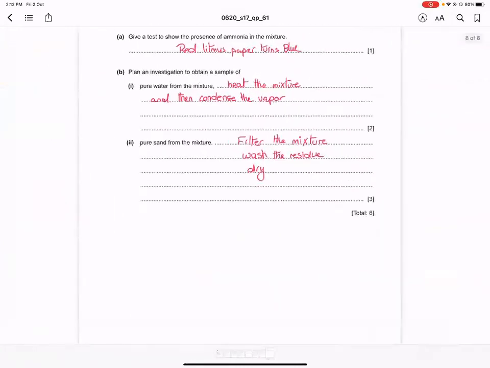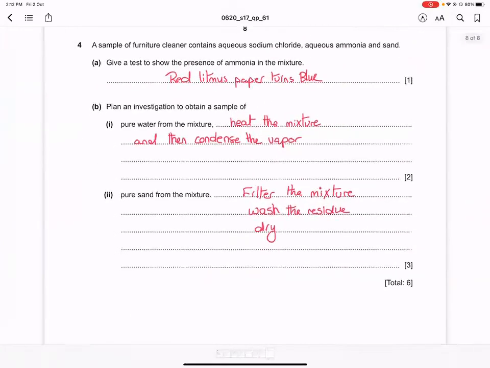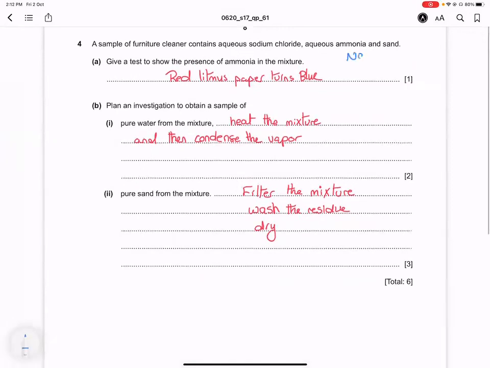Finally, the last question, question 4. A sample of furniture cleaner contains aqueous sodium chloride, aqueous ammonia, and sand, okay? It's always useful to write the substances you have. Aqueous sodium chloride, aqueous ammonia, and sand. Sand is silicon dioxide. Give a test to show the presence of ammonia in the mixture.